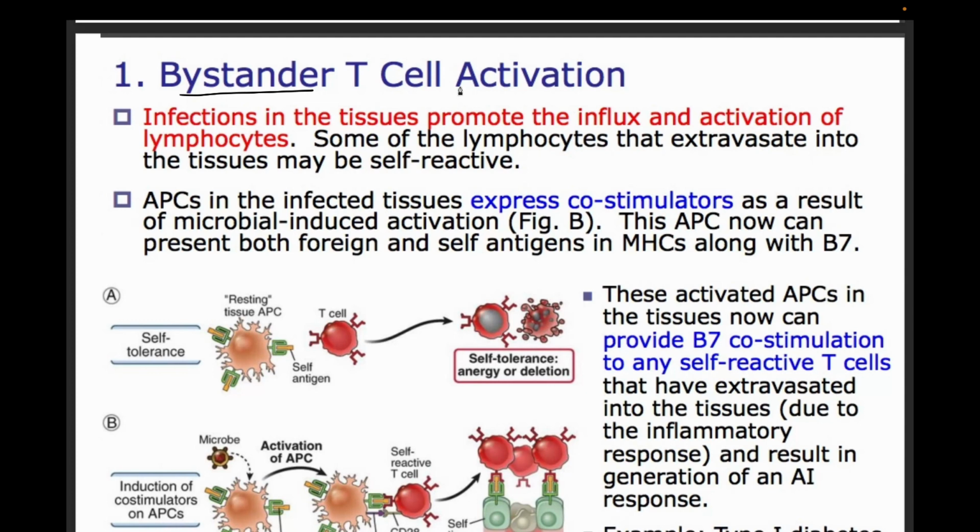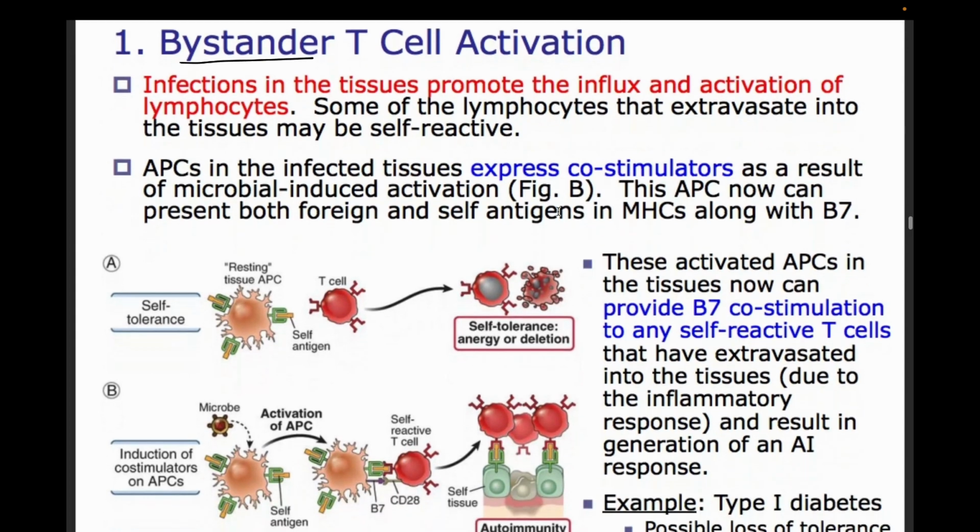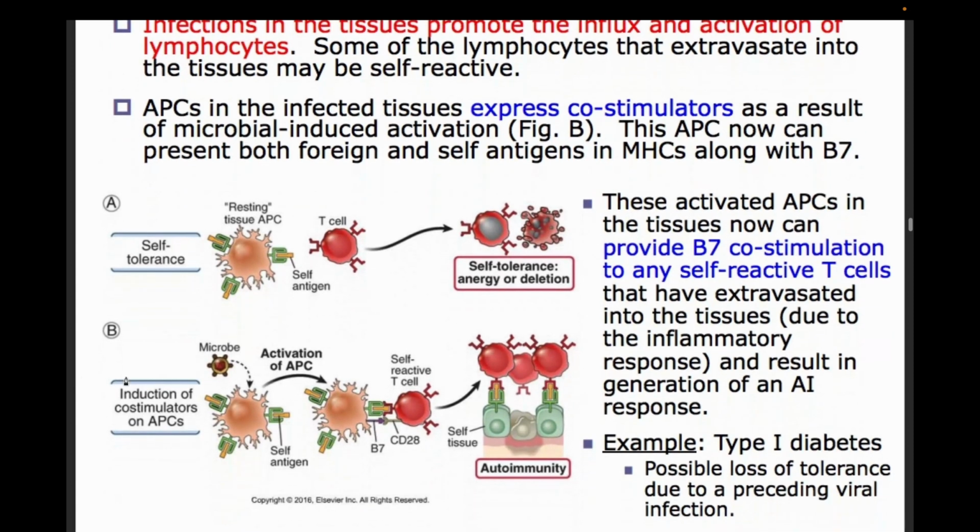For example, the last conference, the Emirati German one: we are not part of this conference but we were there. Now it will become clear what I mean. Infections in the tissues promote influx and activation of lymphocytes. Some of the lymphocytes that extravasate into the tissue may be self-reactive. APC in the infected tissue express co-stimulators as a result of microbial-induced activation, as the figure shows.